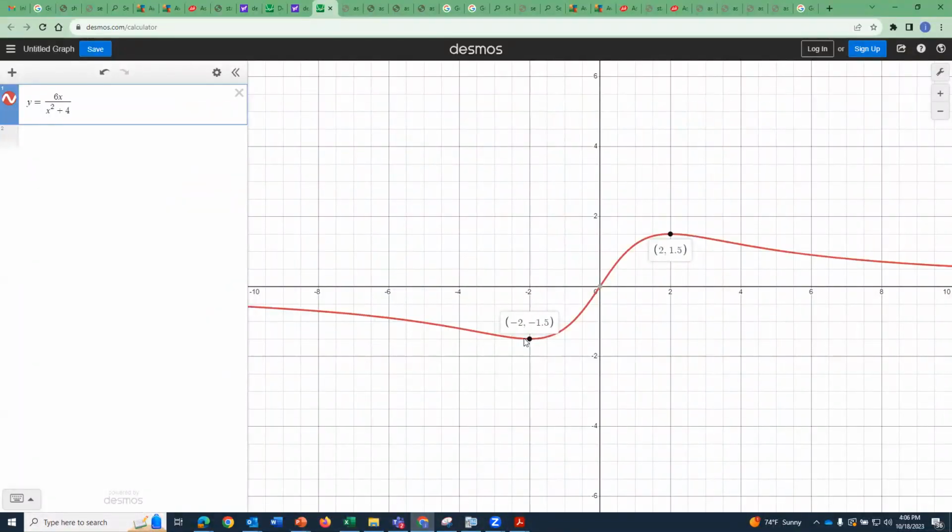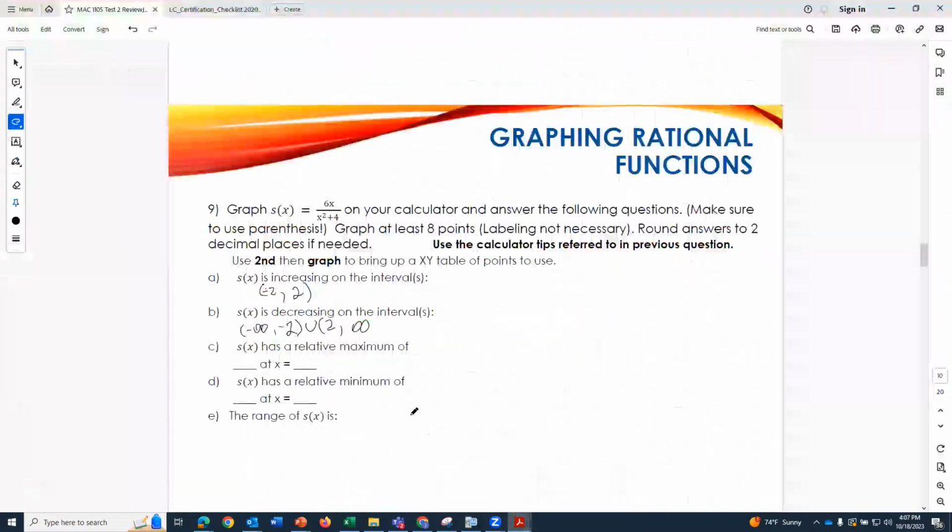Let's take a look at it once again. From -2 to +2, it's increasing, going from left to right, going up. And here is decreasing, going down, and it's decreasing again, going down. That's why we have decreasing on -infinity to -2, and also from 2 to infinity. And let's go back to the next question.